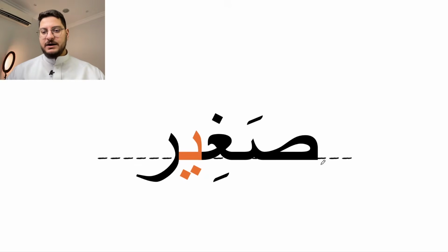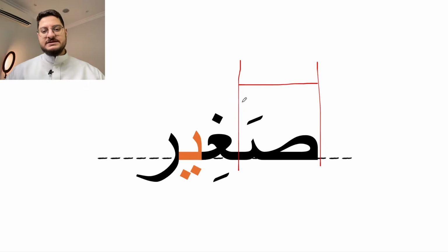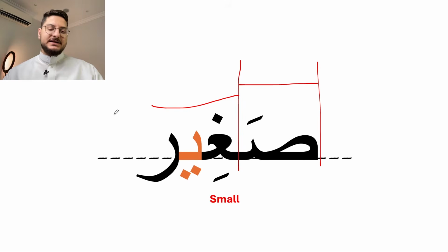Next one, I see two syllables. The first syllable is sa, the heavier version of sa. And then the second syllable is ghayr. This is sometimes confusing. So the gha is the gargling sound, ghi, and then r with the tongue rolling, right? So saghir means small.